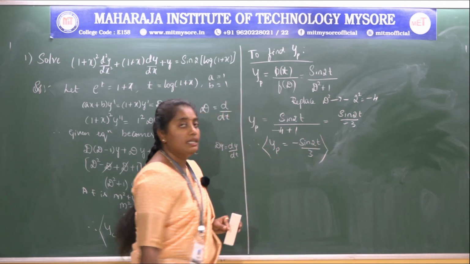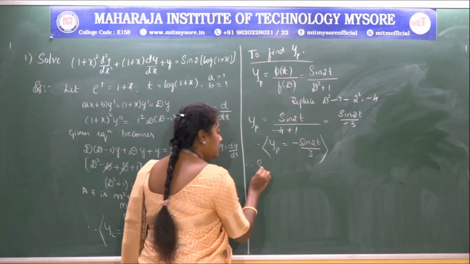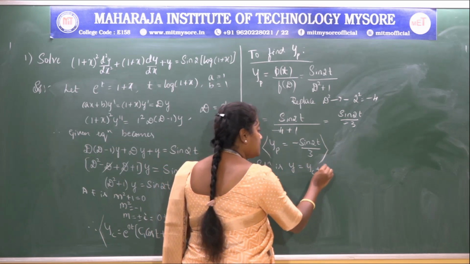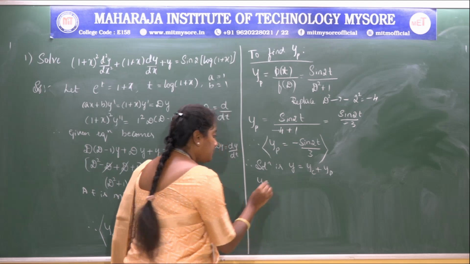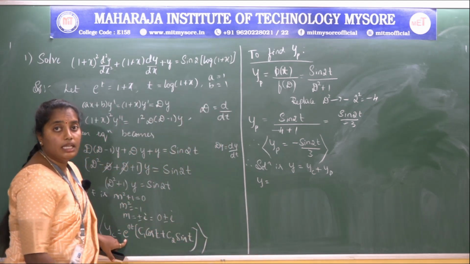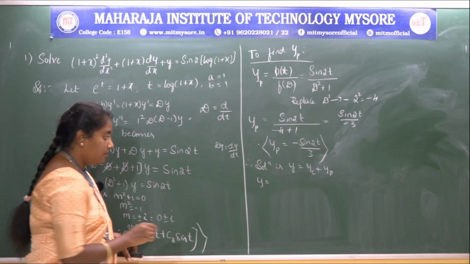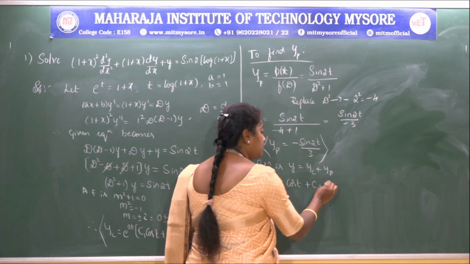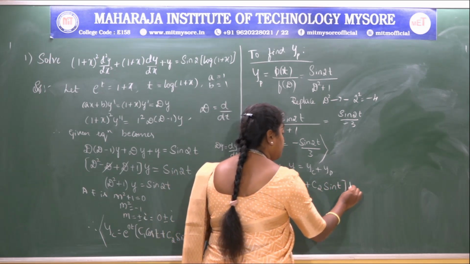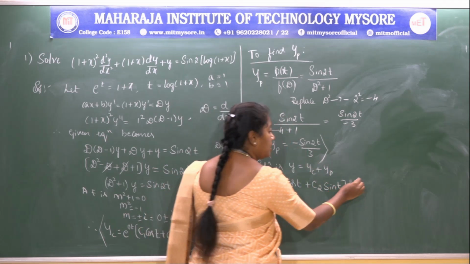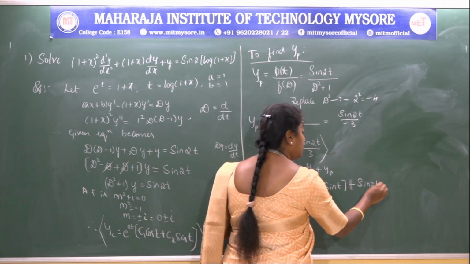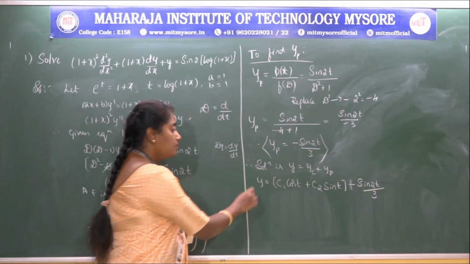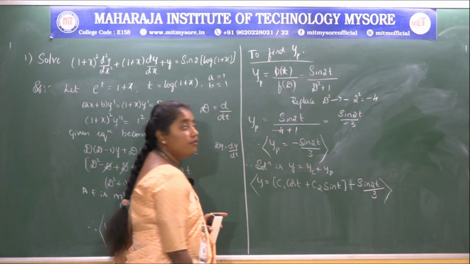So this is the particular integral. Therefore the solution is y equals yc plus yp. What is the value of yc? e power of 0t, which is equal to 1, remaining c1 cos t plus c2 into sin t. For the particular integral, we have a negative sign: minus sin 2t divided by 3. So this is the solution in terms of t.